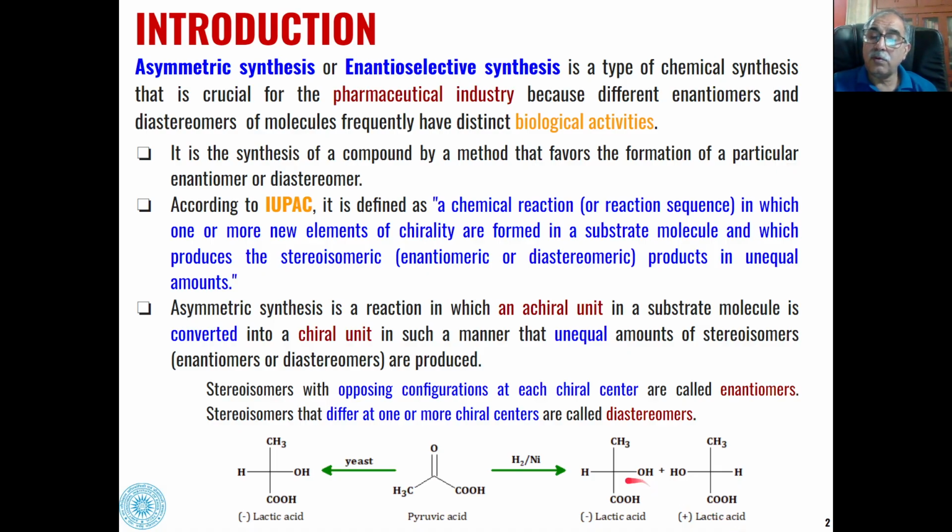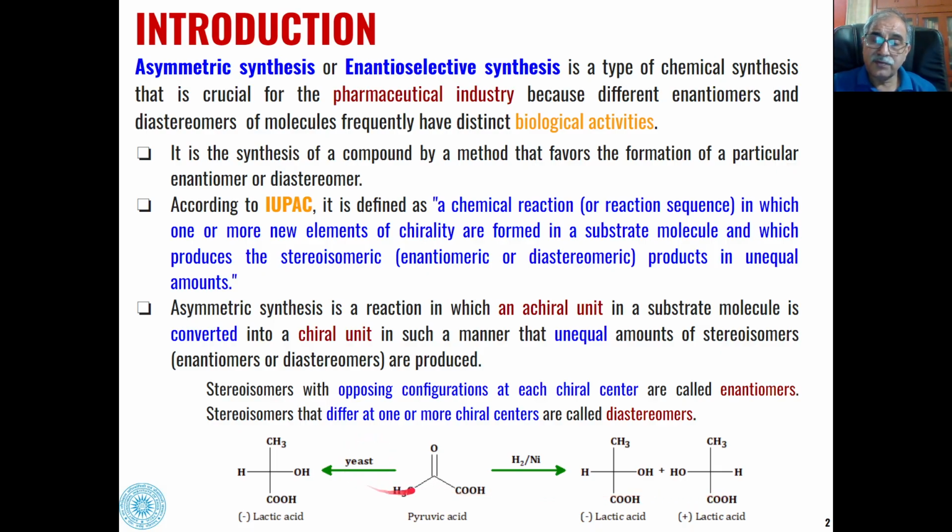And if both of these are produced in equal amounts, we say 50% of this and 50% of this is formed, then the reaction is not asymmetric synthesis, because the condition for asymmetric synthesis is that any one of the enantiomers, either this or this, should be formed in more amount. Only then can this be called an enantioselective synthesis or asymmetric synthesis.